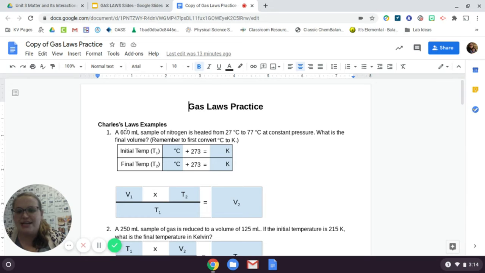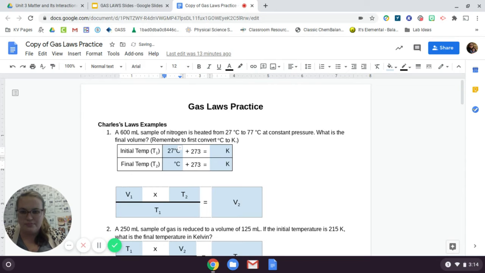So the first one says a 600 milliliter sample of nitrogen is heated from 27 degrees Celsius to 77 degrees Celsius at constant pressure. What is the final volume? Remember to first convert degrees Celsius to Kelvin. So I'm going to do 27 degrees Celsius, my initial temperature, and it's heated from that to 77 degrees Celsius, my final temperature. I add 273 to 27. That gives me 300 Kelvin. 77 plus 273 gives me 350 Kelvin.